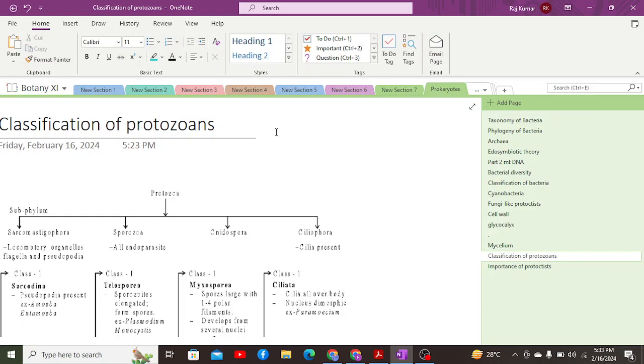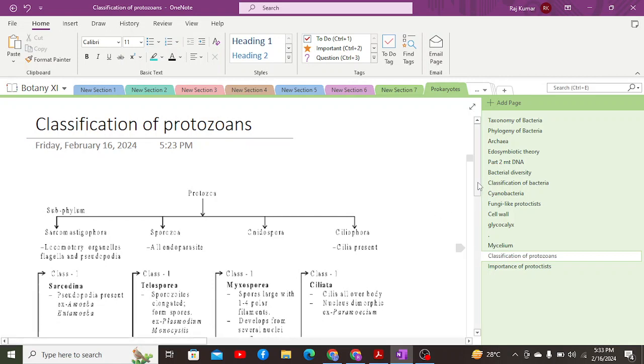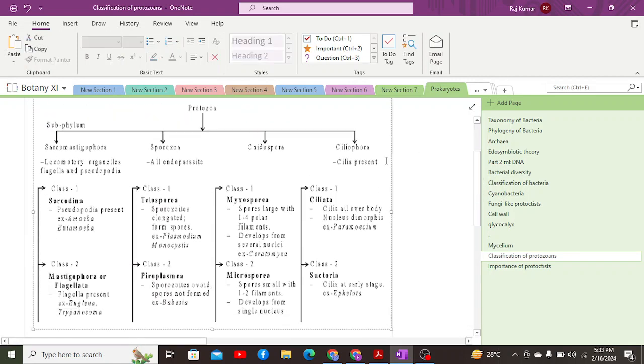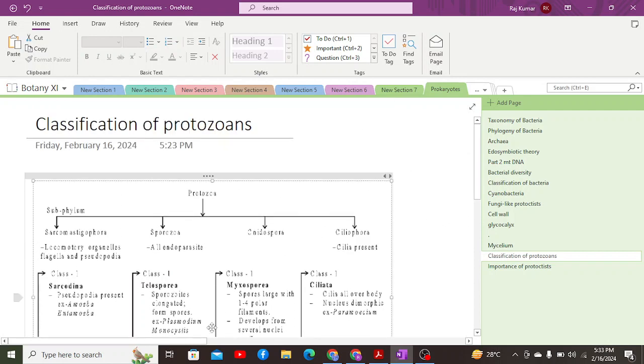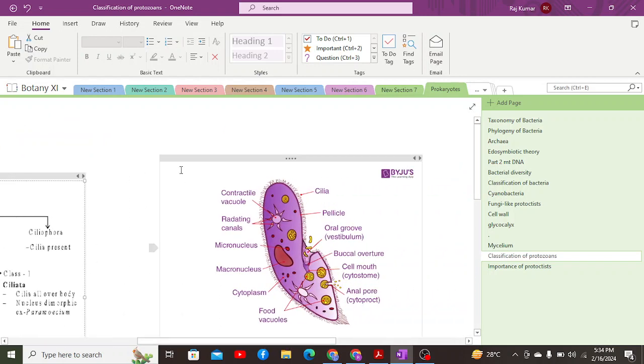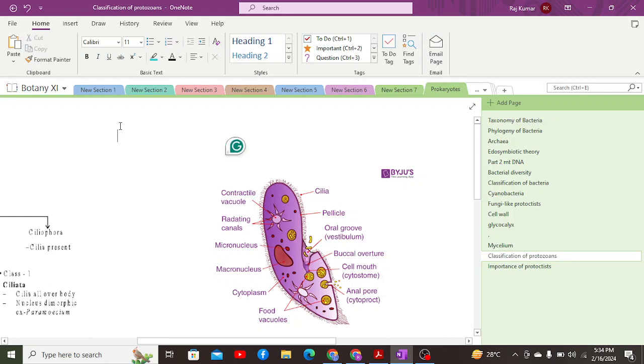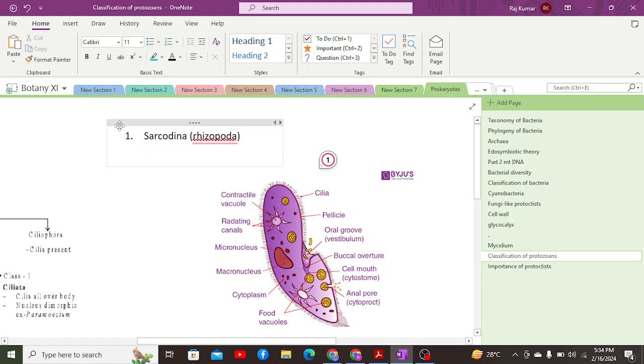Now, for the classification of protozoa, we have five major classes in which we are going to classify them. The classes we are going to follow are according to the Honigberg and Schwartz classification. Number one is the class Sarcodina, also known as Rhizopoda.